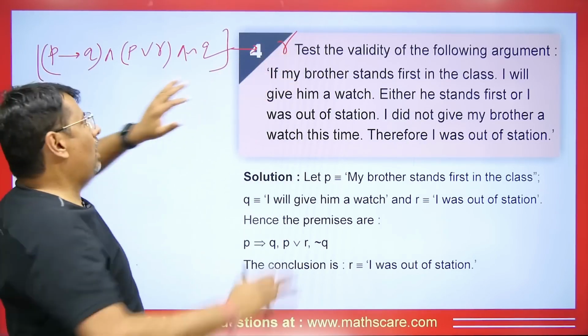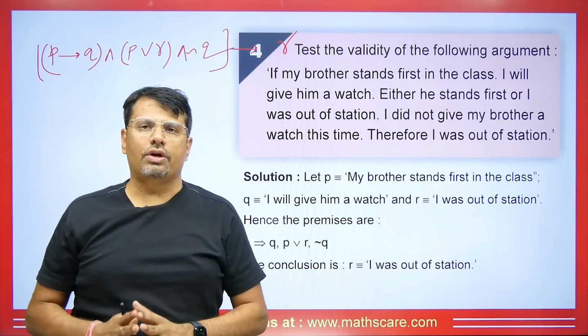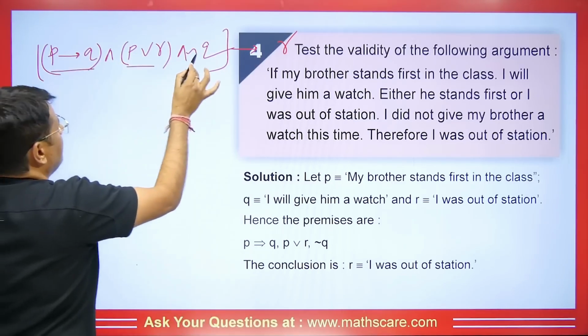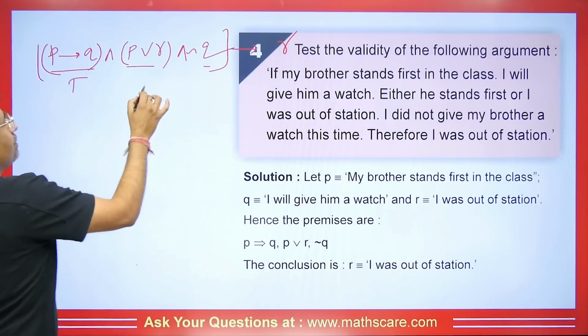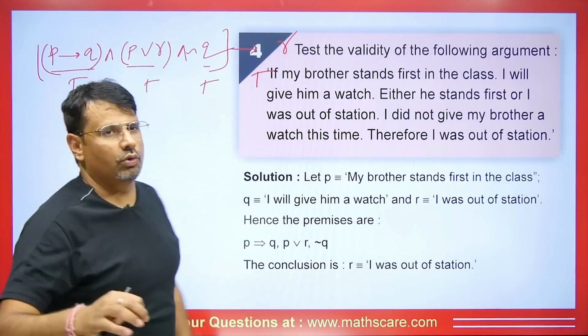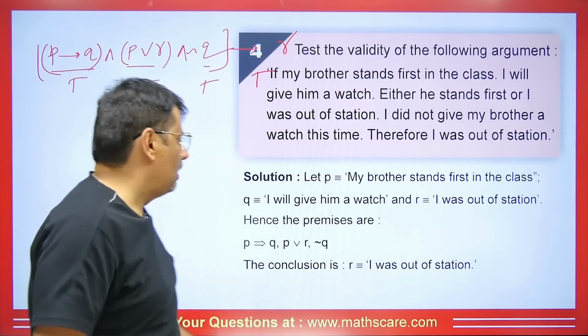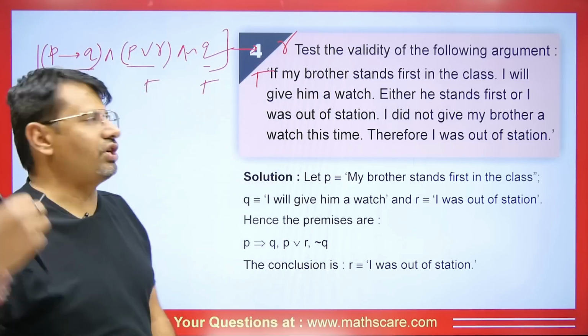Now we have to see whether this argument is valid or not. We have three premises here. One premise is this, other is this, and next is this. Are you following me? So what will happen in these three? It should be true, true, true. And this will also be true. Then we will have a valid argument. And this is what we are going to check here, whether it is valid or not.